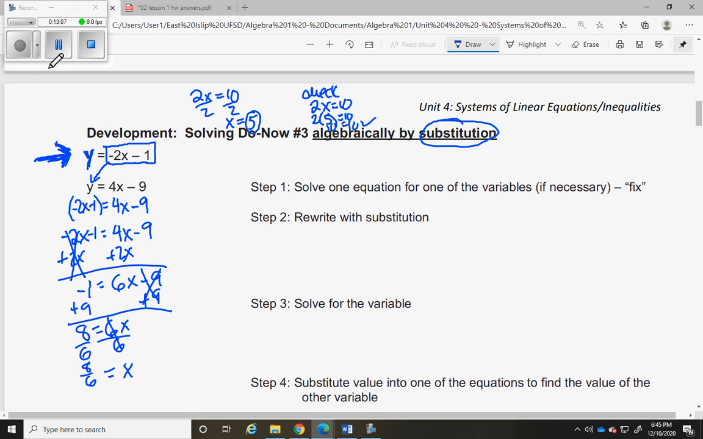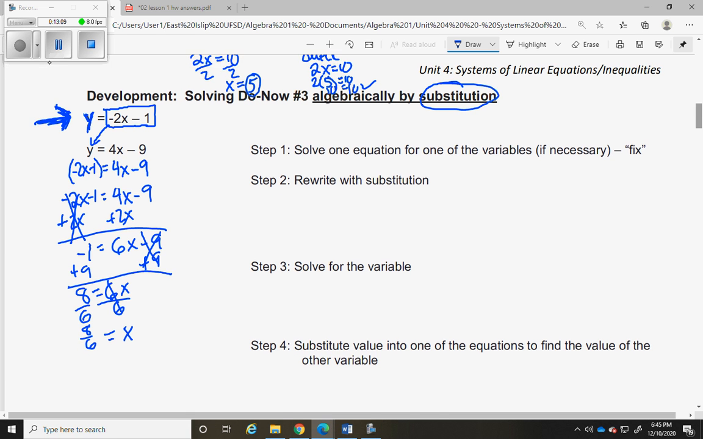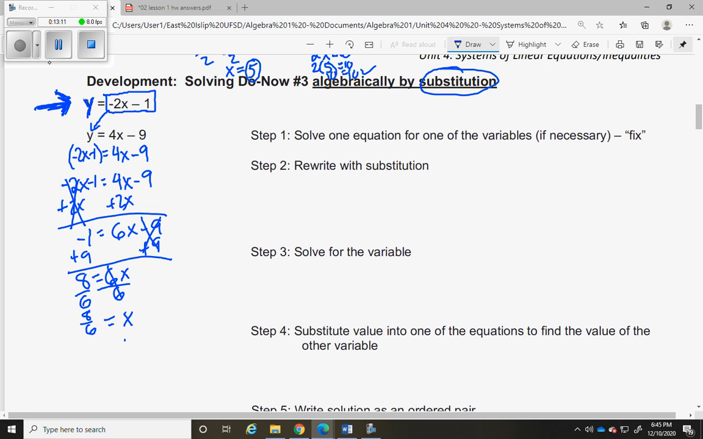8 over 6 is an improper fraction. That's not simplified. I don't mind that it's improper, but I do want to simplify it to 4/3. I could, of course, write it as 1 1/3. Yes, 1 1/3 is the same thing as 1.3 repeating. Repeating decimals don't work out so well a lot of times, though. So I just want to leave it as a fraction, and I actually prefer the improper fraction over the mixed number.